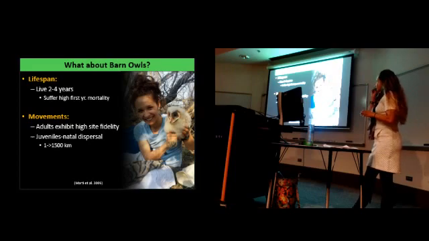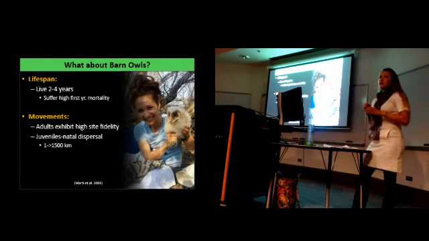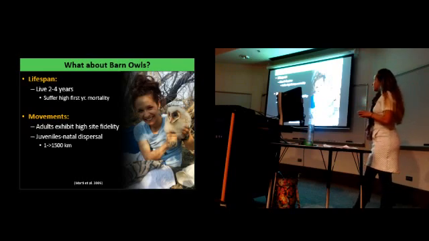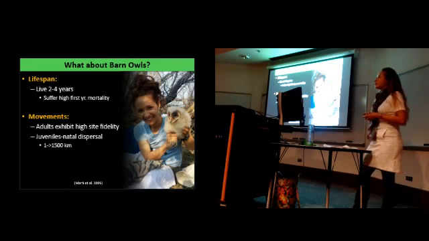Adults are highly sedentary and exhibit high site fidelity, so they're non-migratory. After breeding in a nest box, they tend to roost there year-round. If one member of the pair loses its mate, it will remain there until it acquires a new mate and then begin breeding again. Juveniles, on the other hand, exhibit quite extreme natal dispersals, anywhere from 1 to over 1,500 kilometers.